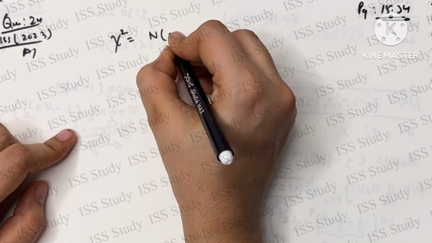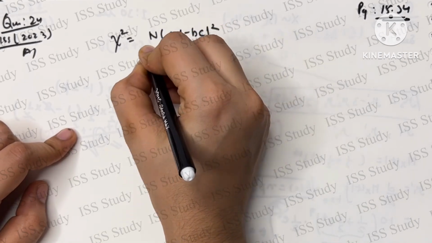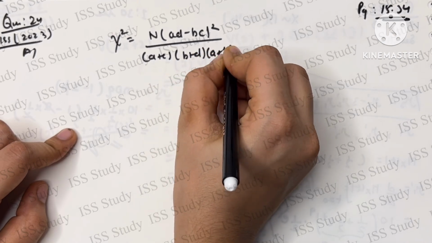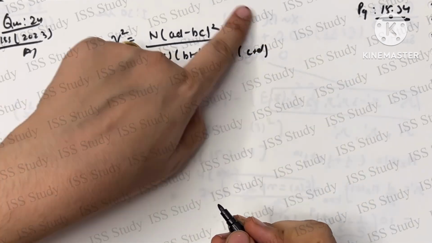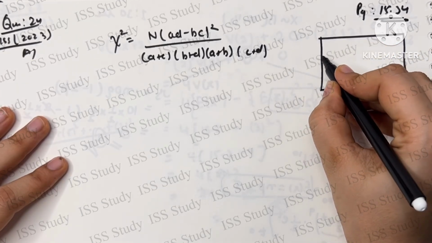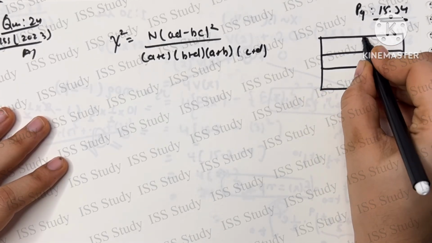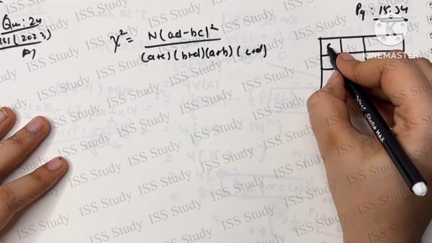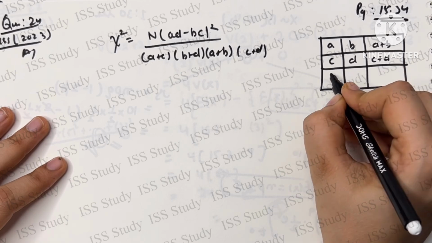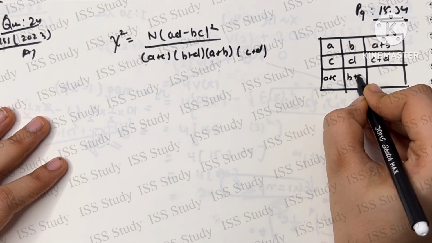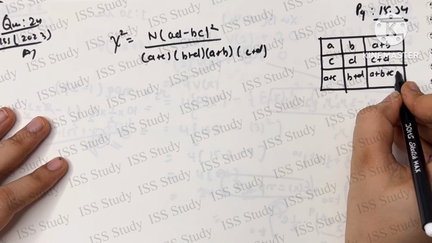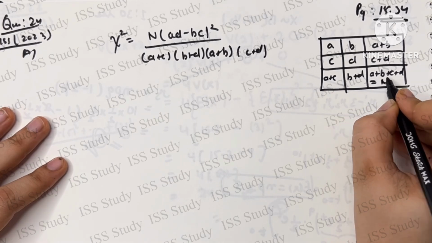I am going to write here the formula of chi-square: (AD minus BC) whole square, whole upon (A plus C)(B plus D)(A plus B)(C plus D). So where am I getting these values? First of all, I'm going to draw a general contingency table where I have A, B, C and D. Here is the addition of A and B, here is the addition of C and D, here is the addition of A and C, here is the addition of B and D, and here we can write the addition of all four terms A, B, C and D, which is represented by the capital N.